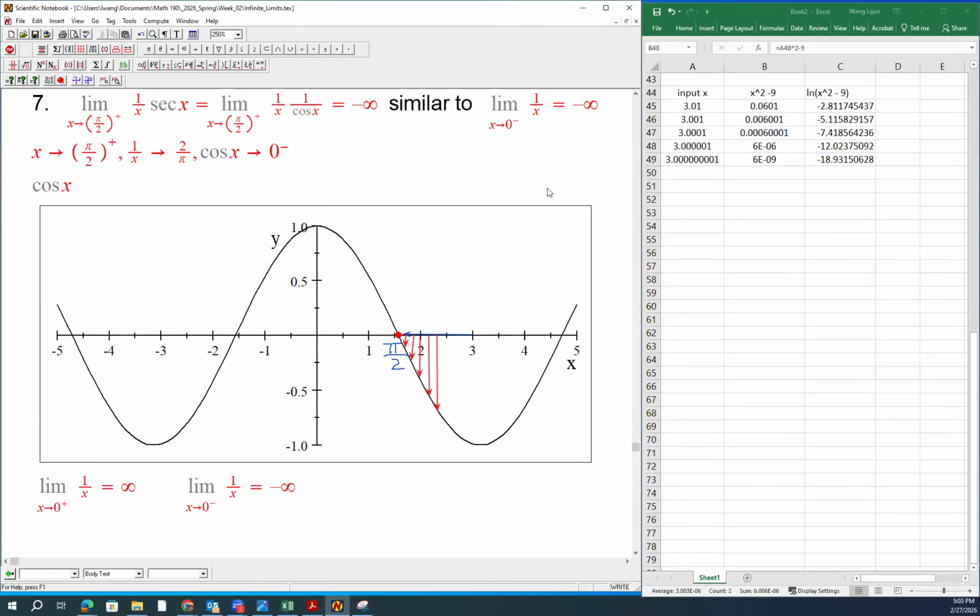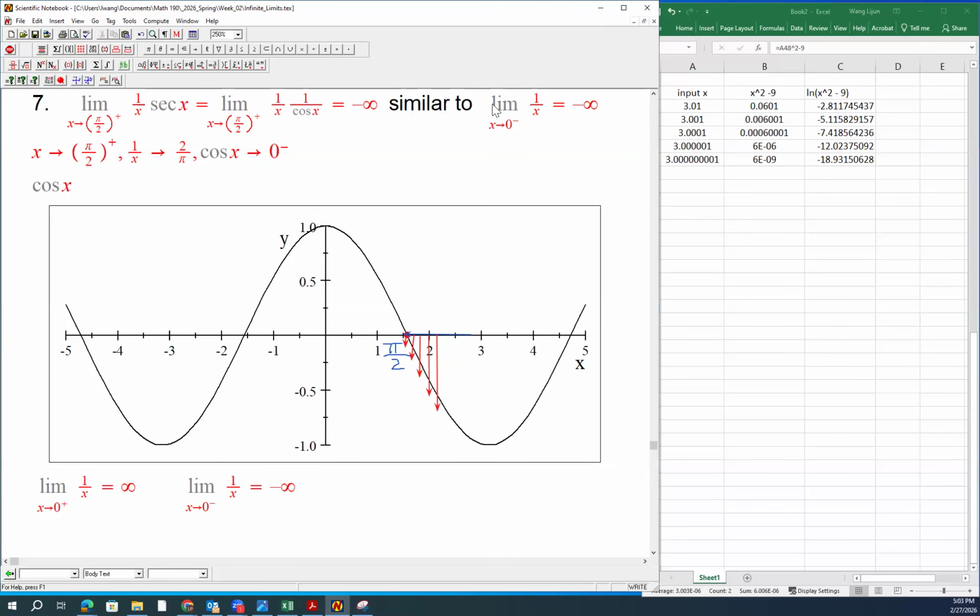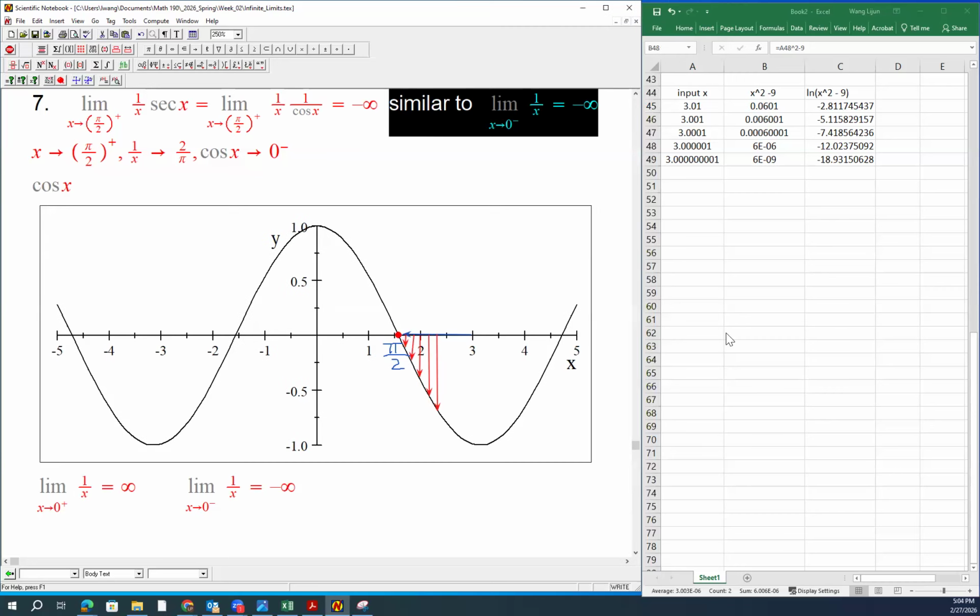So what you notice is that this basic process can be viewed as a simplified version of the process we considered. All right, so that completes number 7. That's what you could think of in that process.